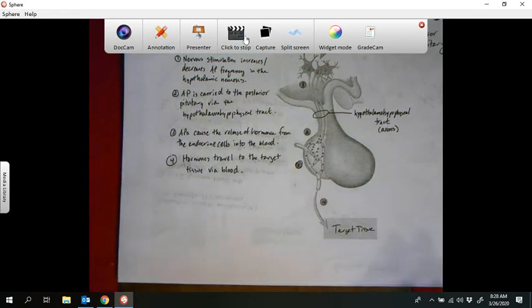So the biggest difference, what to take away from this: in the anterior pituitary, we have a hormone releasing another hormone. In the posterior, we have a nerve stimulation that releases hormones from the pituitary. That is the biggest difference, and what I want you to take away is anterior is hormone on hormone, and posterior is nervous to hormone.